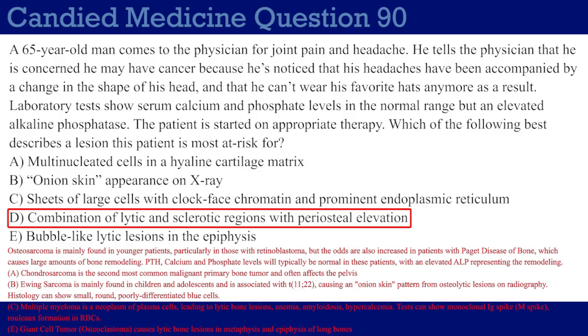Choice C, sheets of large cells with clock face chromatin and prominent endoplasmic reticulum. This is referring to plasma cells, so mainly multiple myeloma. Obviously, it can be related to some other lesions like plasmacytoma. And since multiple myeloma is often diagnosed or suspected via serum immunoglobulin levels, they might also try to make you confuse it with MGUS or Waldenstrom.